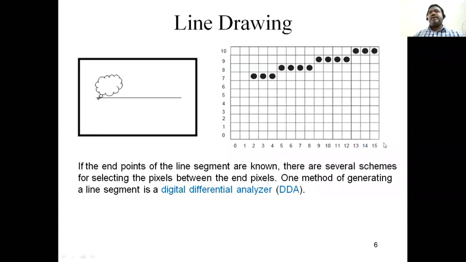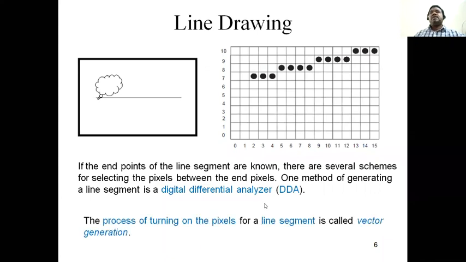If the starting point and end point are known, the in-between pixels can be illuminated, or made to glow, by using different algorithms. Once the starting and end points are known, you have to calculate the in-between pixels and make them glow, so that we can see the straight line. One of the simplest algorithms is the digital differential analyzer algorithm. The process of turning on the pixels for a line segment is called vector generation.